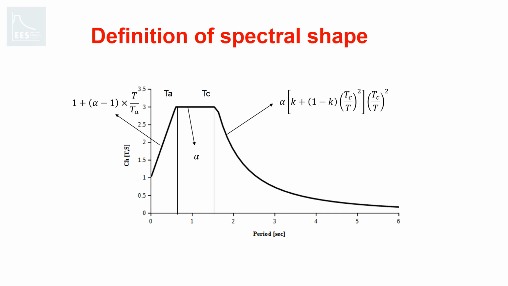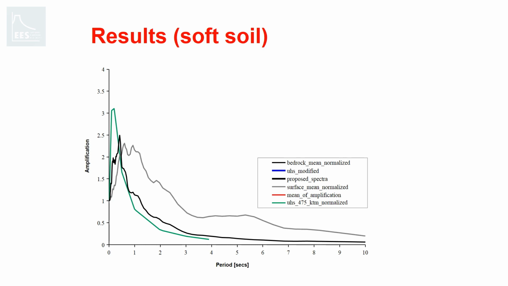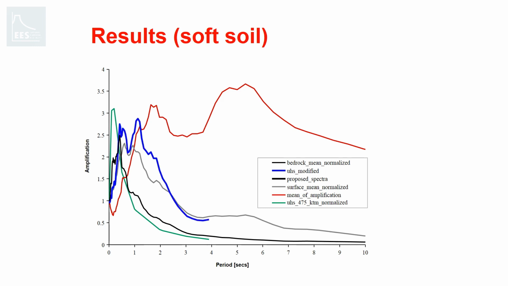Now let's have a look at the results. This is a plot between the period and the spectral acceleration normalized by its PGA. The green line is the UHS at the bedrock, and this black line is the mean of the input ground motion. The ground motion at the surface after performing site response analysis is this gray line. This red line is the amplified input ground motion at the surface, and it is calculated as the ratio of the response spectra at the surface to the UHS at bedrock. So the influence of site response on the UHS is represented by this blue line.